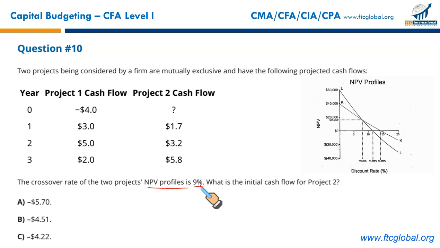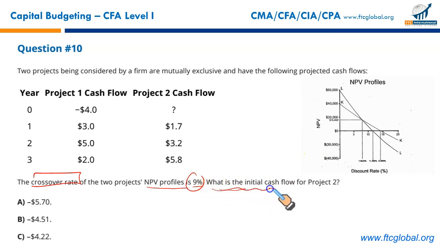Crossover rate is the rate at which the NPV of both projects is the same. This is extracted from CMA Part 2, Section E, Investment Decisions. So the rate at which the NPV for the two projects is the same is called the crossover rate. That is 9%. Now, the interesting question, and I would say a challenging one as well, requires more working.